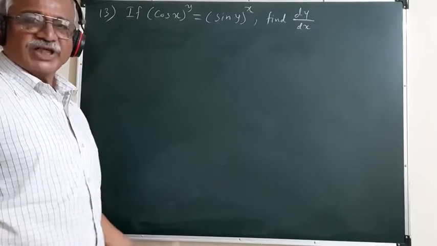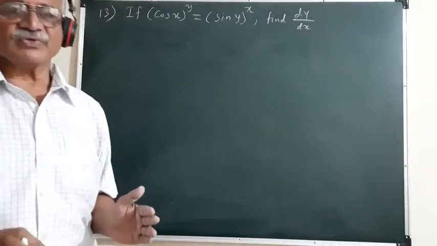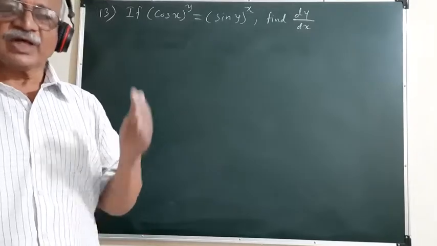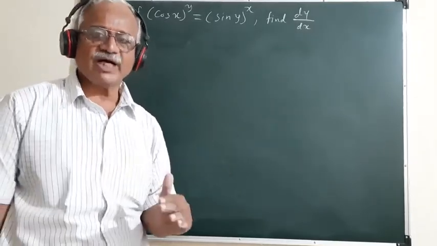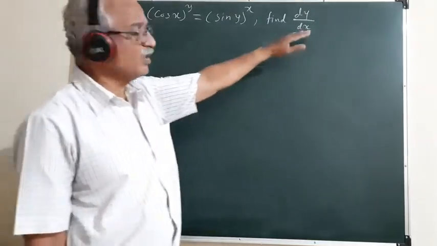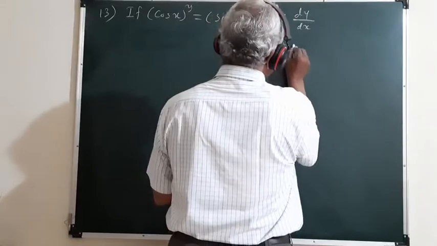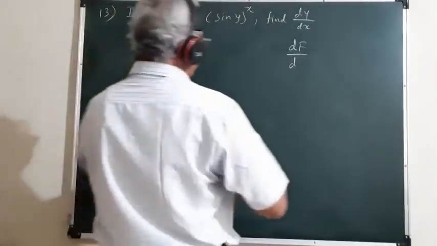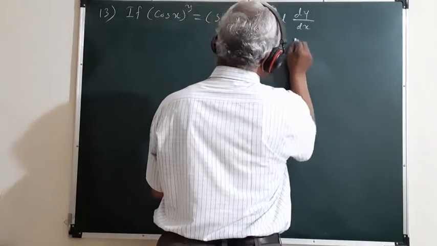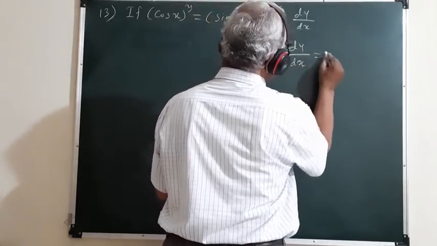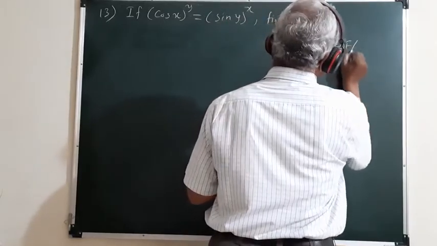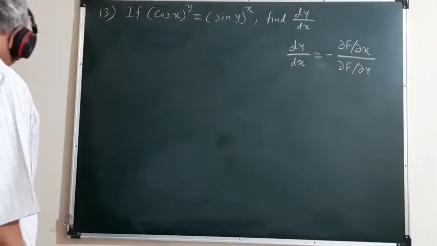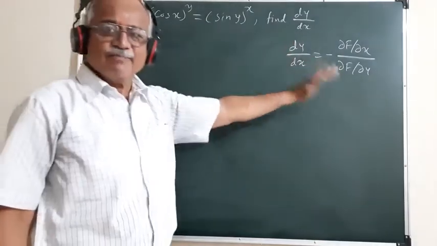For that purpose, we have to obtain the partial derivatives of f with respect to x and with respect to y, that is the expressions for dou f by dou x and dou f by dou y. Knowing them, we can obtain the expression for dy by dx. We have seen while studying implicit functions that dy by dx is equal to minus of dou f by dou x divided by dou f by dou y. This is the expression for dy by dx for an implicit function.